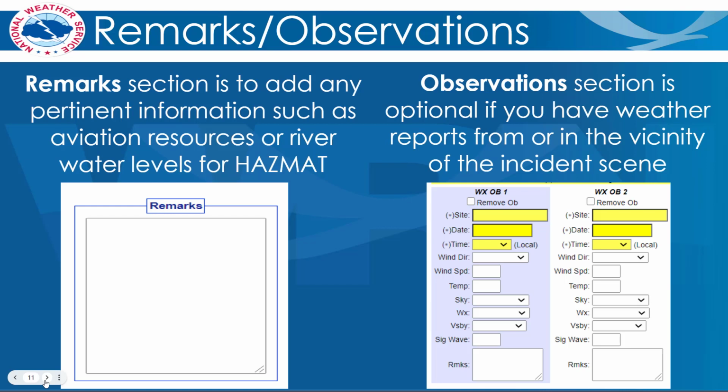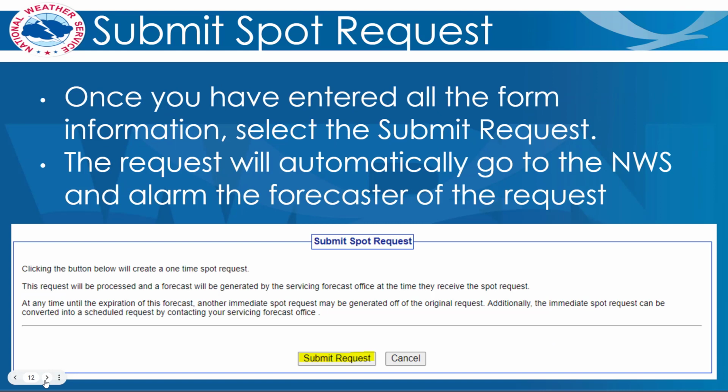The last optional section is if you have any weather observations at the incident site. You do not have to include a weather observation, but these can be beneficial to the forecaster. Once the form is all filled in, simply select the Submit Request button. The request will automatically go to the National Weather Service and immediately alarm the forecaster about the requested spot forecast.